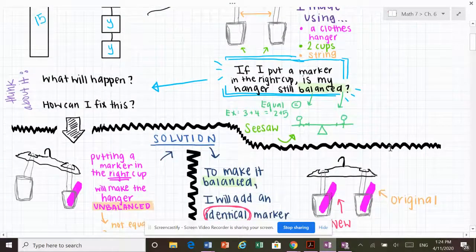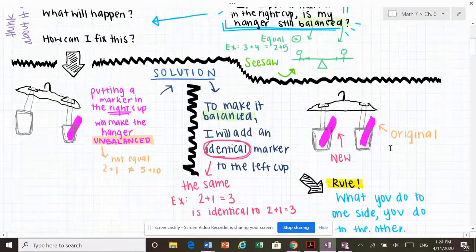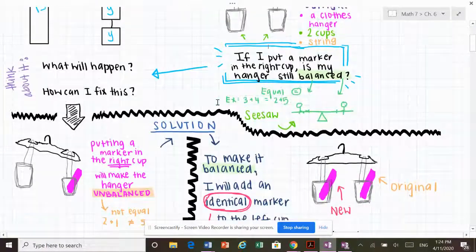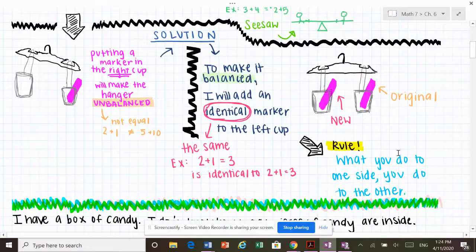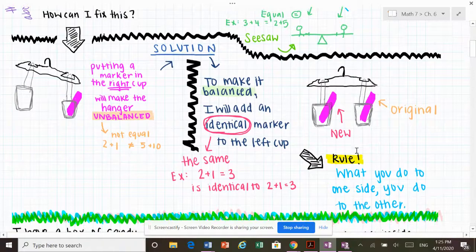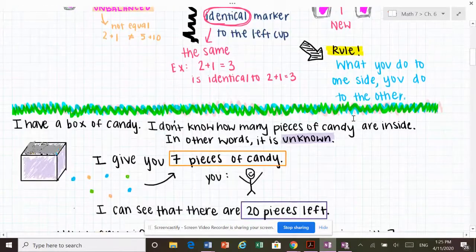Welcome back to the second part of 6.1 and 6.2 notes. In the previous video, we went over this first rule: what you do to one side, you do to the other. Hold on to this idea because we will come back to that in a later video.